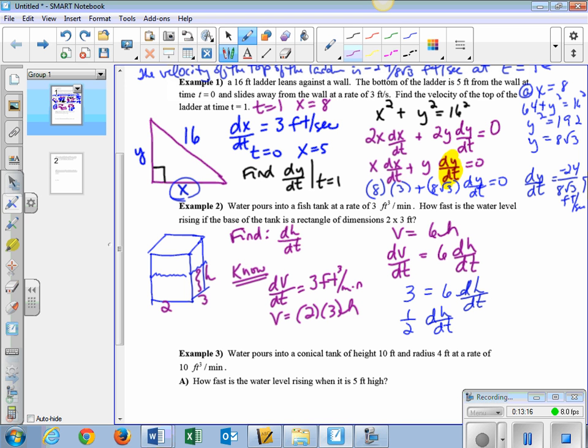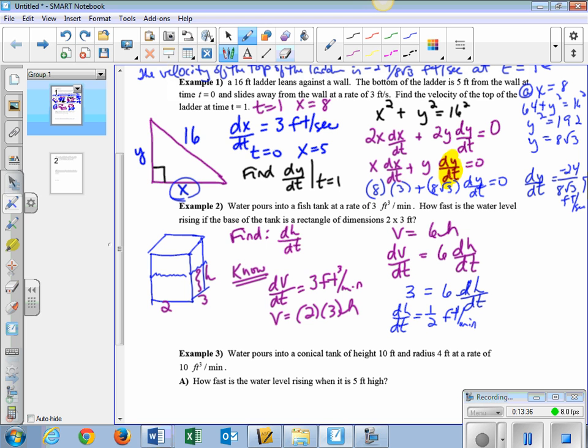Now, what would be my units? That would be feet per minute. Okay, so let's erase this here and write it differently. I'm going to say that my dH/dt is equal to 1/2 feet per minute.